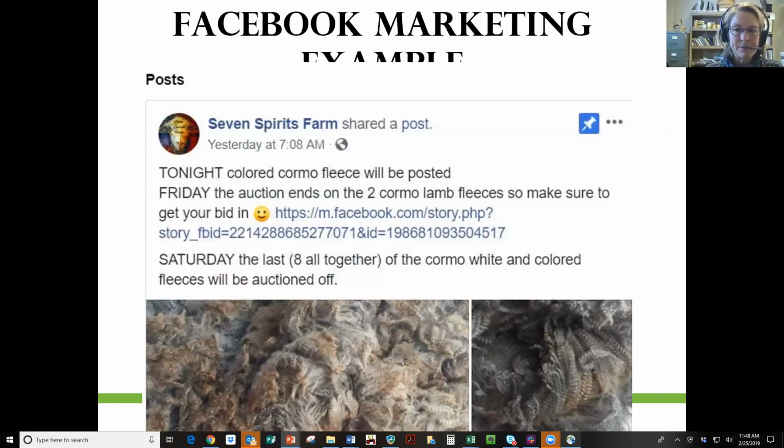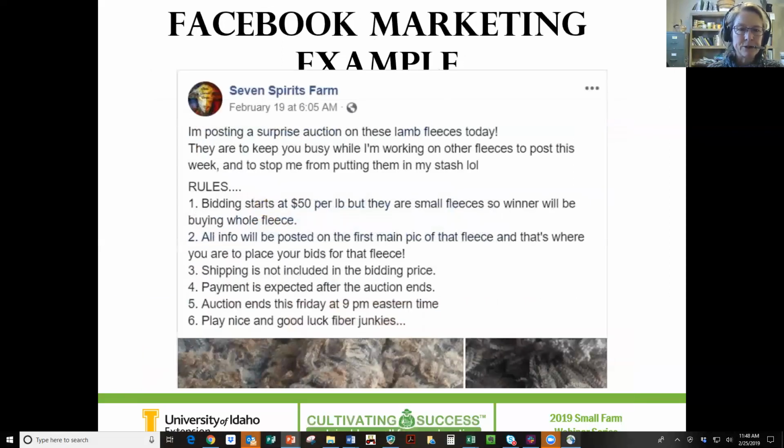So she's making up this auction, and you got to do it within Facebook, get your bid in. And so this was first. She's auctioning these things off, and these are her rules. That was posted later. She didn't put the apostrophe in the IM. And you know, you just wonder how professional they are. Bidding starts at $50 a pound. Winner is buying the whole fleece.